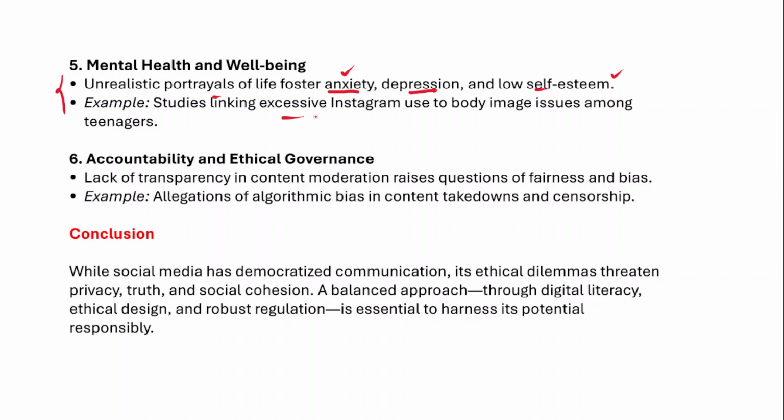And then we should be talking about accountability and ethical governance as well. Because if you look at the social media platforms, the major problem with them is that there is a lack of transparency in content moderation. Right? So there is no transparency, there is no accountability when it comes to the social media platforms, and there is also a lack of adequate regulation. So therefore, all these problems raise questions about fairness and bias in the social media platforms. For example, the allegations of algorithmic bias in content takedowns and censorship.